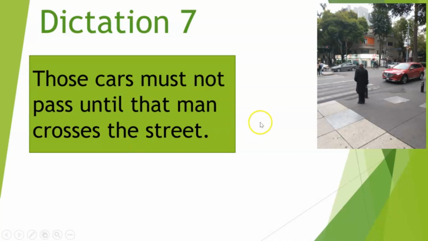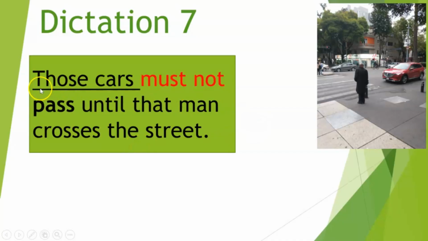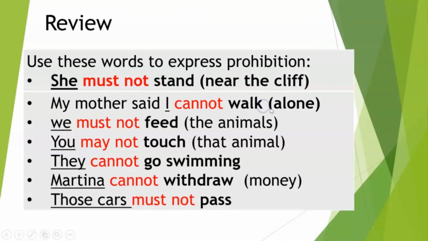So that's our dictation. And of course, the subject is those cars. The modal verb is must not. And the main verb is pass. So let's take a quick review.